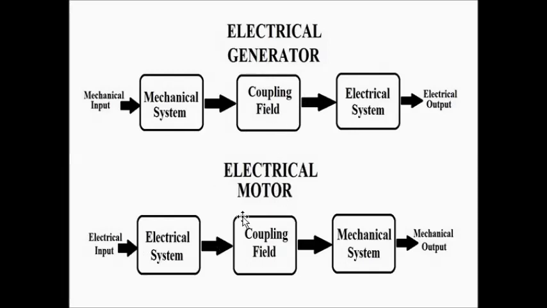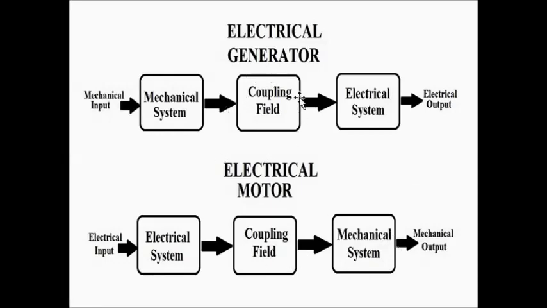Whereas in the electrical motor case, the electrical system is on the left at the input side and the mechanical system is at the right, the output side. It converts electrical energy into mechanical energy, that is voltage or current is converted into some kind of rotatory or mechanical movement.